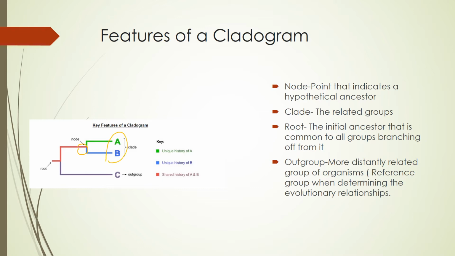A and B would be your clad. They are the related groups. The root is the initial ancestor that is common to all groups branching off from it. The outgroup, C, is the more distantly related group of organisms. It is a reference group when determining the evolutionary relationships. So per se, we have A, B, and C. A will be a square with antennas, B just a square, and C a circle. Because C is the most distinct, we will go ahead and call that the outgroup.